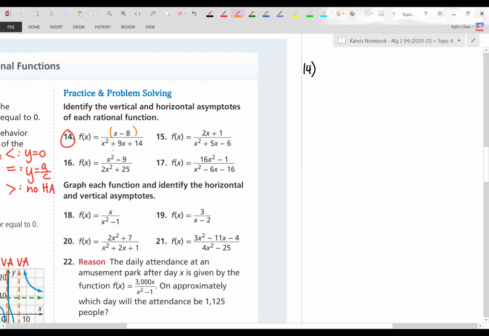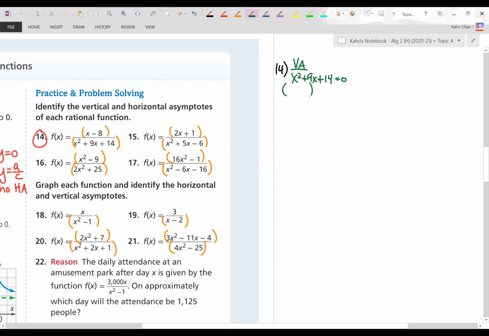Your skills from Algebra 1 are important when it comes to factoring some of these difference of squares, quadratics. It's very important, right? It's kind of a habit, I'm parenthesizing all the polynomials so I don't get tempted to cancel any powers or numbers down for me. So 14, vertical asymptotes are first. Vertical asymptotes, we want to look at the denominator. x squared plus 9x plus 14, set it equal to 0. This is where you cannot divide by 0. This is factorable.